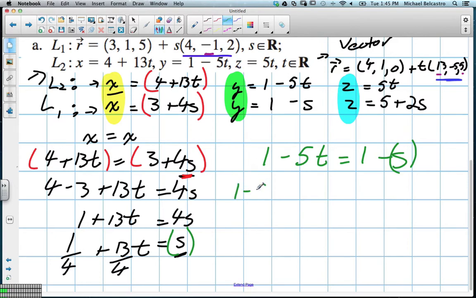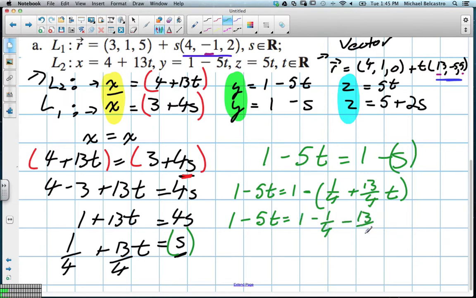So we have 1 subtract 5t is equal to 1 minus, and then 1/4 plus 13 over 4 t. Well, minus. So think of it as like a -1. We'll have to distribute that negative into these two values. Okay? So 1 subtract 5t is equal to 1 minus 1/4 minus 13 over 4 t. Okay. This is an ugly example.